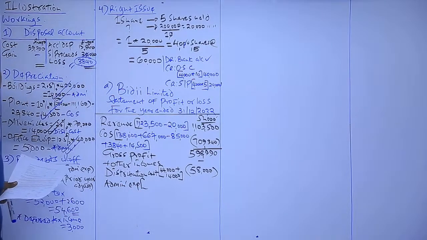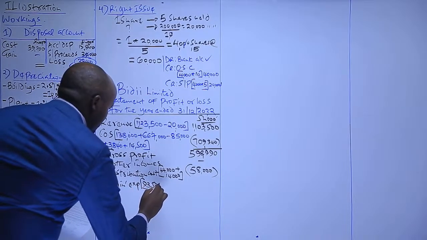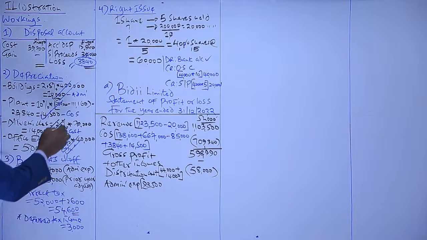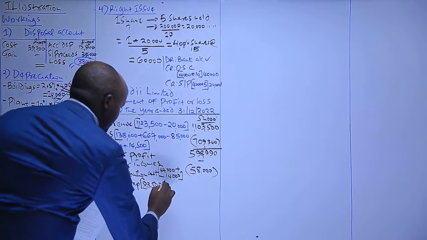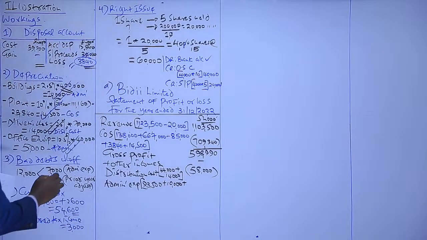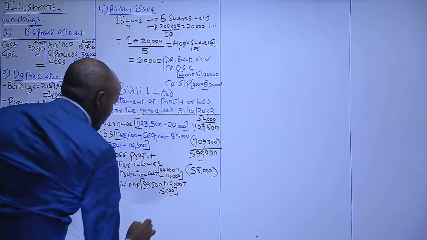Equally, that needs to be adjusted. We can do our adjustment here. We have 93,500. Then we need to include the depreciation on buildings, which is 10,000, and also the depreciation on office equipment, which is 5,000.